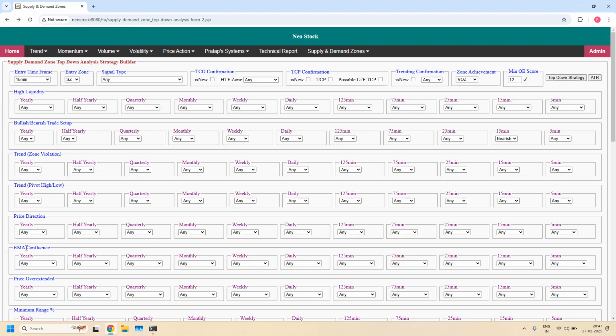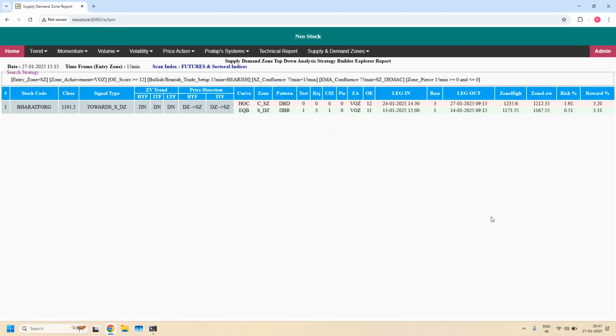supported stocks. Let's verify. In the EMA confluence, 75 minutes time frame, I am setting the filter: 75 minute supply zone having daily EMA confluence, because the 15 minute supply zone is part of the 75 minute supply zone. Let's filter. We got only one stock. So this one stock is an even more high probability trade setup, because the 15 minute is the entry time frame. This 15 minute supply zone is part of the 75 minute supply zone. That 75 minute supply zone has daily EMA confluence.